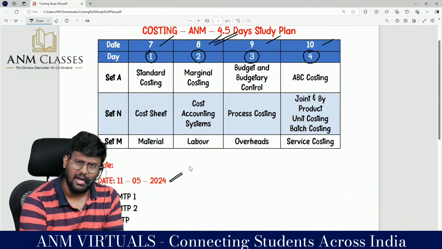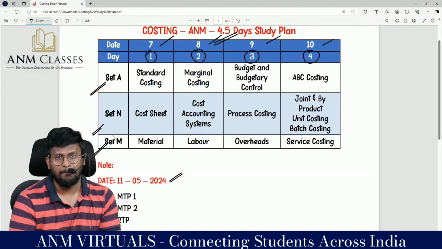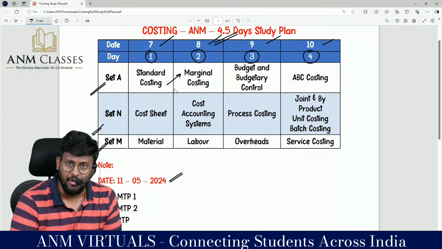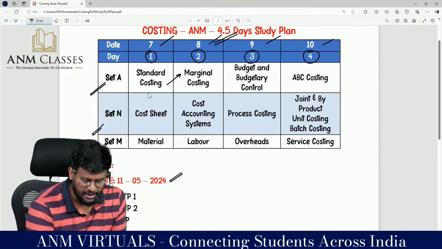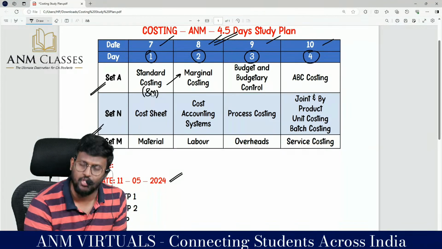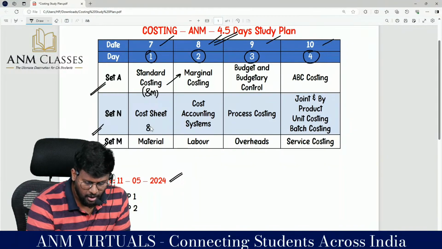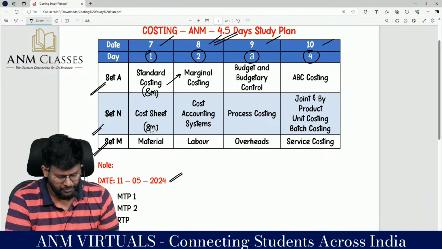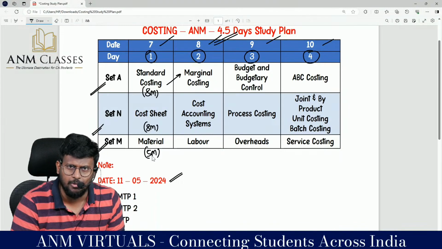This is what I have classified: set A, set B, set C. Set A today: complete standard costing, a very important area. From standard costing, you can expect an 8 mark to 10 mark question. Number 2, cost sheet, a very important area. From there also you can expect an 8 mark to 10 mark question. Material, you can expect 5 marks, my dear lovable students.